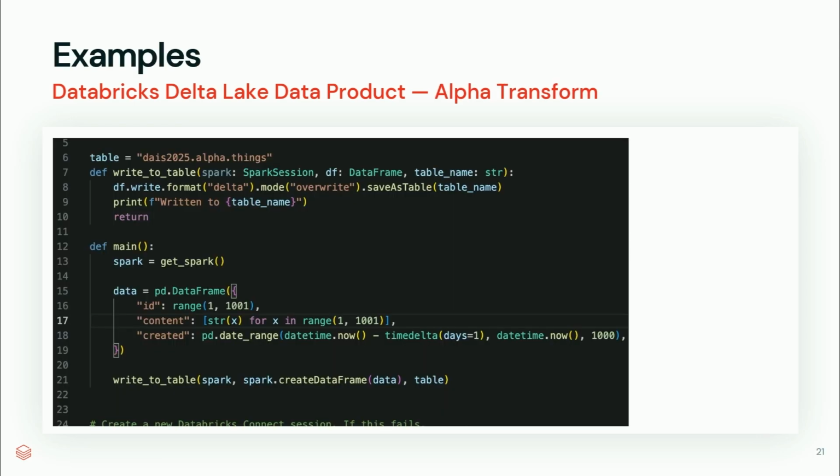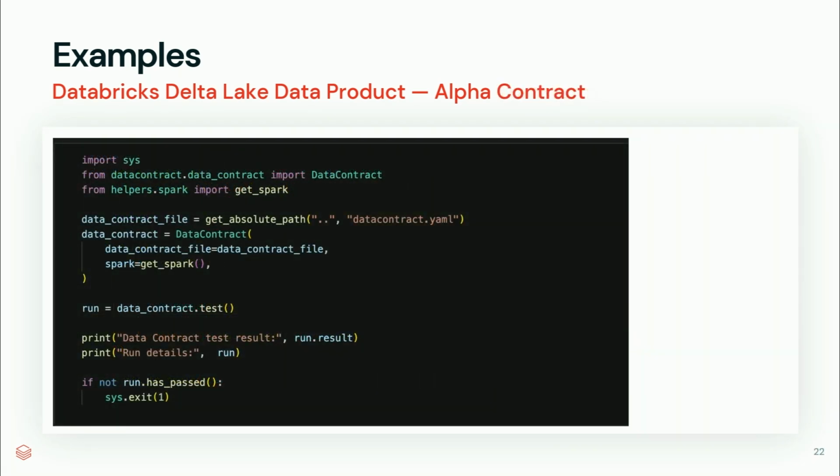So this was my transform. It's pretty simple. Generated some random data, inserted into a table, called it a day. This was my notebook that ran my promise after I did that. The most noteworthy step is the one in the middle where it says run data contract test. That will take that YAML file, evaluate it against my Delta table, and tell me whether it's good or not.